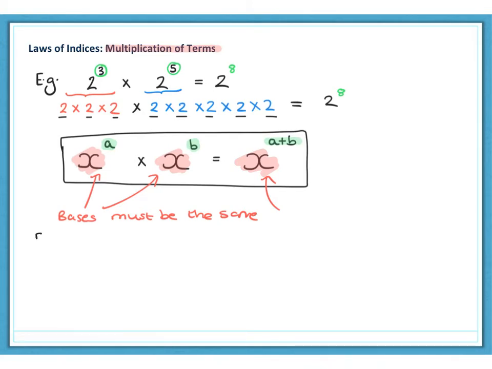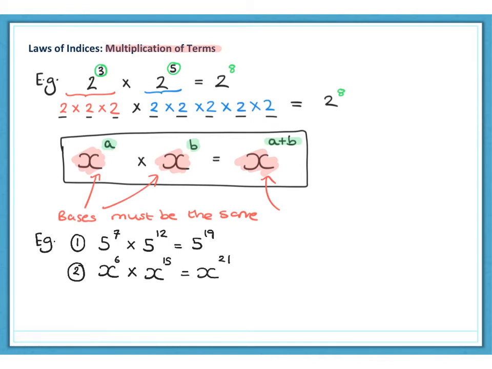So let's look at a few examples. Supposing we had 5 to the power of 7 multiplied by 5 to the power of 12. Well, this would give us 5 to the power of 19. What about if we had x to the power of 6 multiplied by x to the power of 15? That would give us x to the power of 21. What about if we had 7 to the power of 4 multiplied by 7 to the power of negative 6. So the answer is going to be 7 to a power, and that power we can work out, that index we can work out, by adding together 4 and negative 6, which of course gives us negative 2. Some of you may remember from last year what negative powers mean, what negative indices mean. We will talk about that in due course.